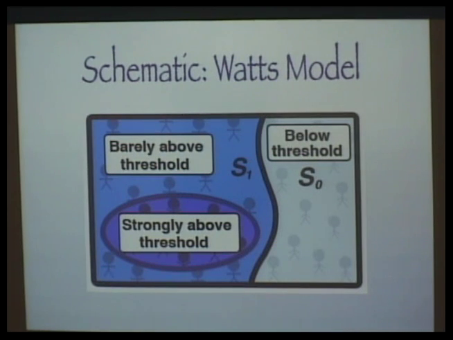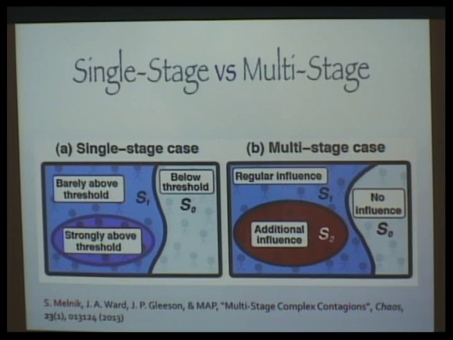Okay. So just to remind you, this is a schematic now of the model, and it's showing again the same models as before. I can either be below threshold in the set S0, or I can be above the threshold in the set S1. S0 and S1 are disjoint, but if I'm barely above the threshold versus strongly above the threshold, I'm exerting the same amount of influence on my neighbors. Okay, so the next slide is what's going to have the generalization for that.